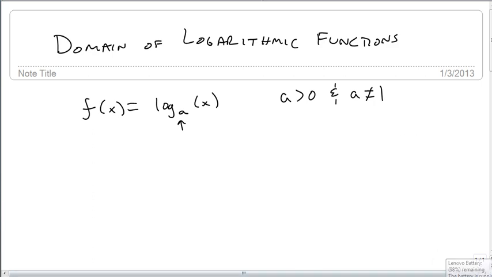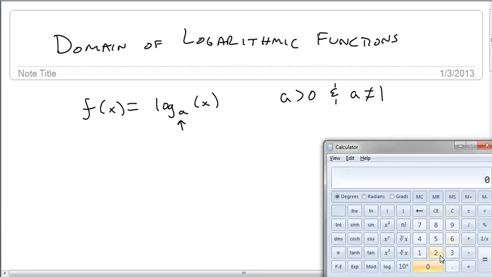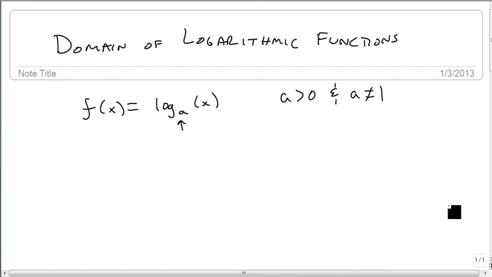I want to just demonstrate this on the calculator. If I try and take the log of 0, so here's our log button, if I hit this, it says invalid input. It doesn't accept it. Most calculators will say that it's a domain error, and this is why.